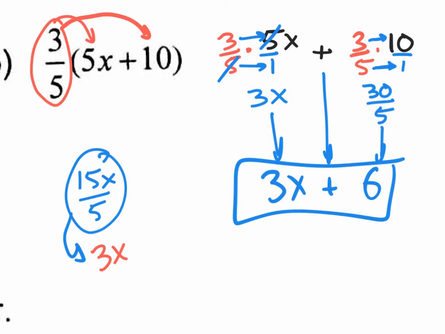Now, just to give you guys the other option, instead of multiplying 3 times 10 and 5 times 1, you could have canceled. 10 divided by 5 is 2, 5 divided by 5 is 1, and what do you have left? 3 times 2, which is that same 6. So it's up to you if you want to cancel first and then multiply, or multiply first and then reduce. I highly recommend trying to cancel first because it makes numbers smaller as opposed to bigger.